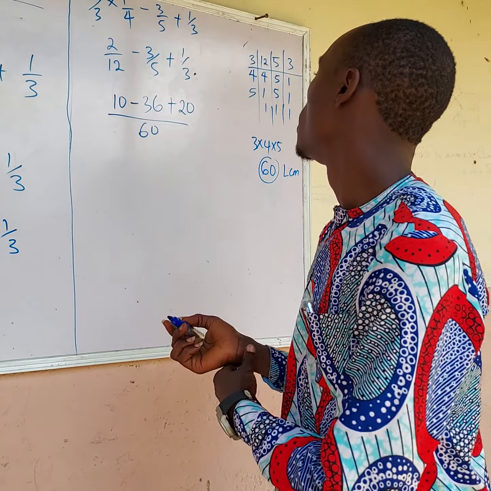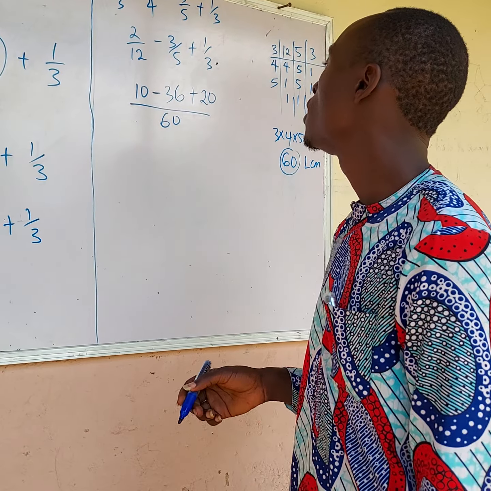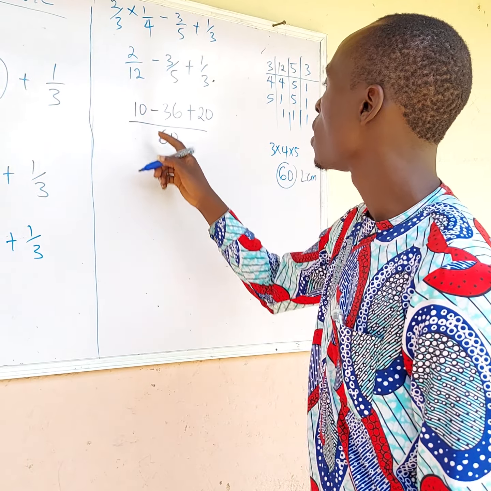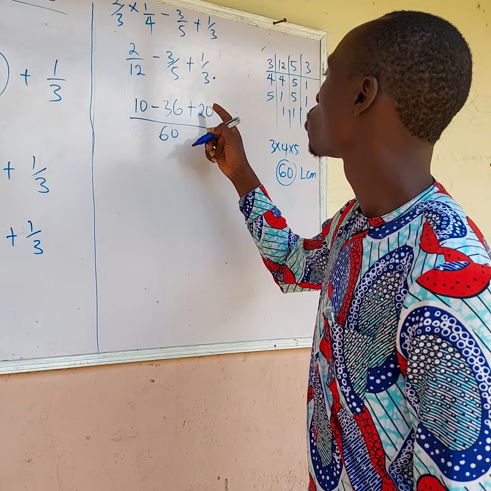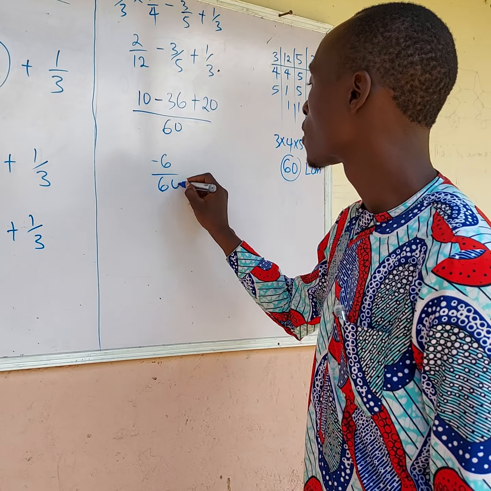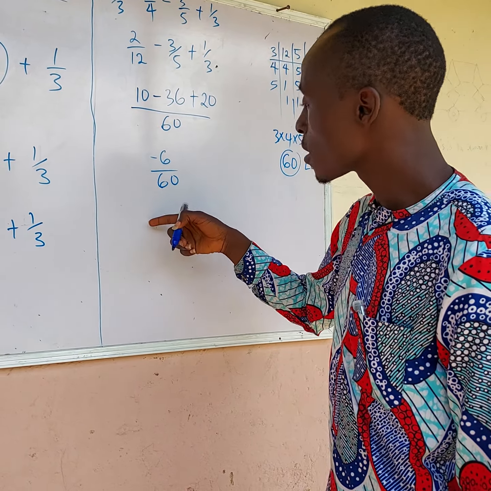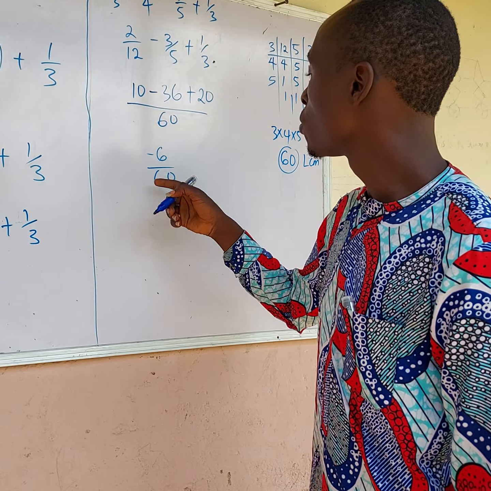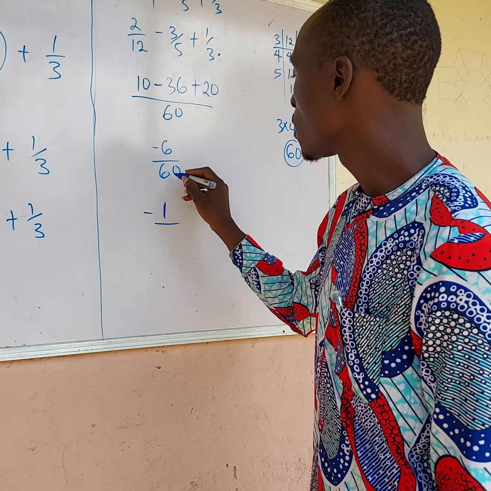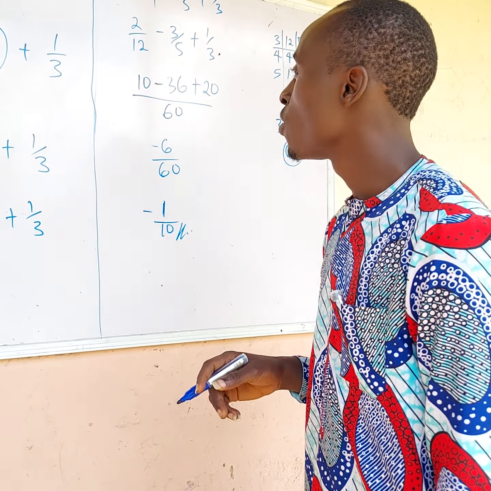So what do you do? You can say 10 minus 36, which is minus 26. Minus 26 plus 20 should be minus 6 all over 60. I think you can reduce this because 6 can go into 6 and 6 can go into 60. So 6 into 6 will go 1 time. That means we have minus 1, and 6 into 60 will go 10 times. So your final answer is minus 1 all over 10.